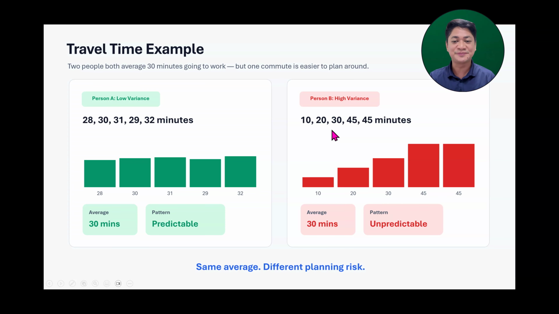Let's have another example. By the way, before that, they have the same average, but the second person may have a different planning risk. Therefore, the second person may need to investigate why there are days that have a low commute time and why some days have high commute time. On the other hand, the first person is at the average, meaning whatever he's doing is consistent. Maybe the traffic is just the same as well, the vehicle is always on time. So there's less planning needed for the first person.